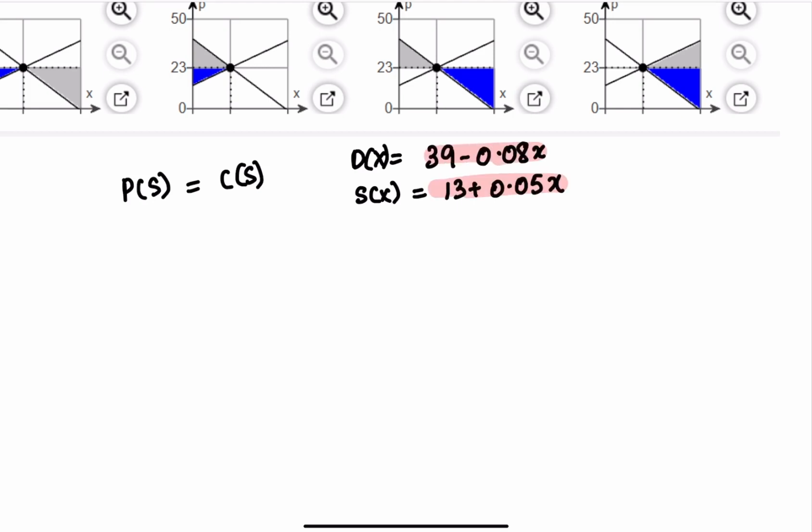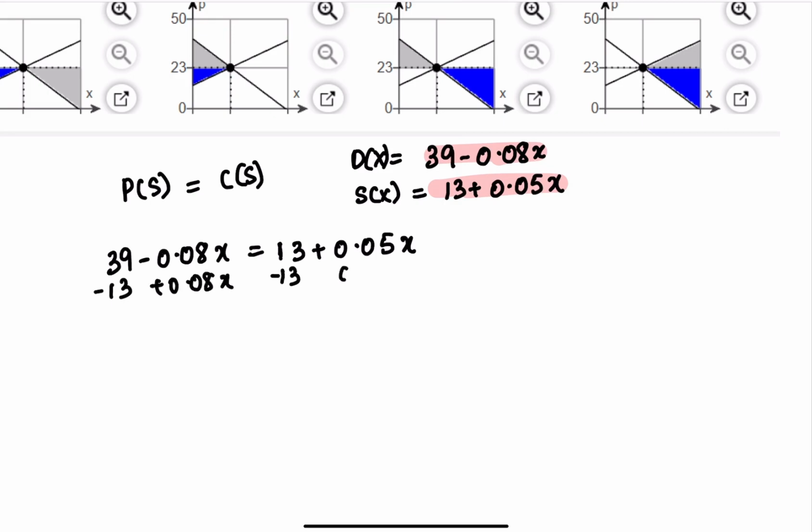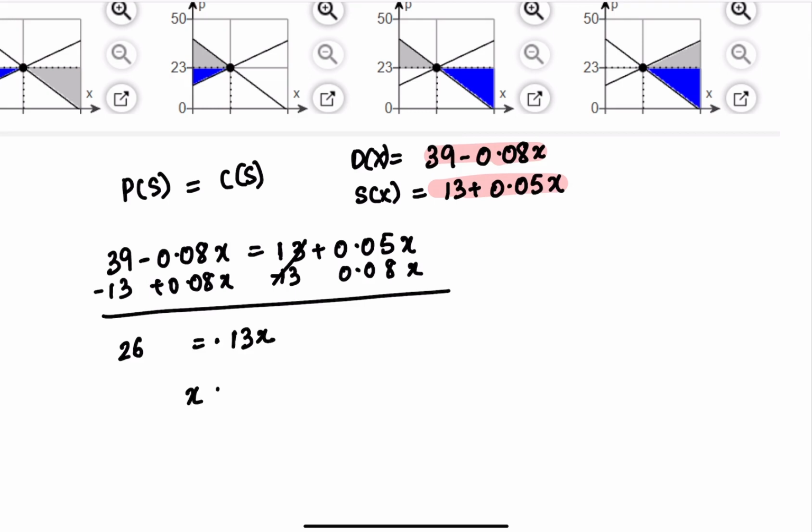Now what you can do is you can graph both of these and then find the point of intersection. You can do that, but I'm just going to do it manually here. So I have 39 minus 0.08x is equal to 13 plus 0.05x. So I subtract 13 from both sides and add 0.08x on both sides. And what do I have? I have 26 is equal to 0.13x. And I divide both sides by 0.13, so I get my x is equal to 200.